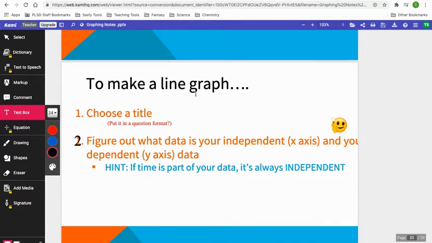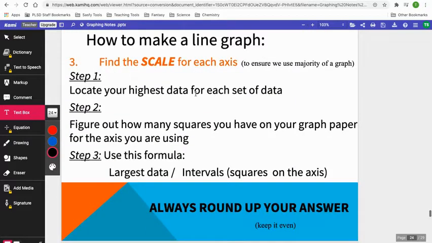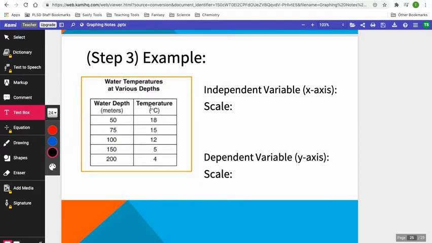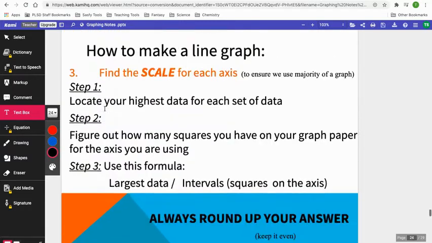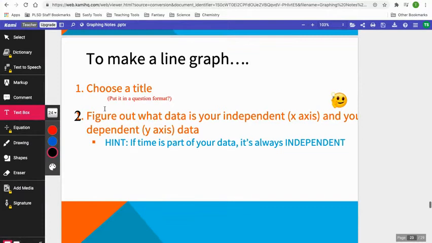Now, here's the thing about a title. I'll have a lot of students, for example, that'll look at data like this, temperature of water at various depths. So I'll have students that'll say water depth versus temperature. That is not a title that I want. A title that I want you guys to choose is something that's in a question format. So I would say, is my water depth affected by my temperature? Or is my temperature affected by my water depth? Put it in a way that it's making somebody think about looking at your graph.